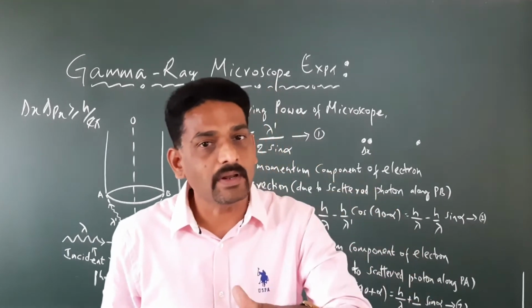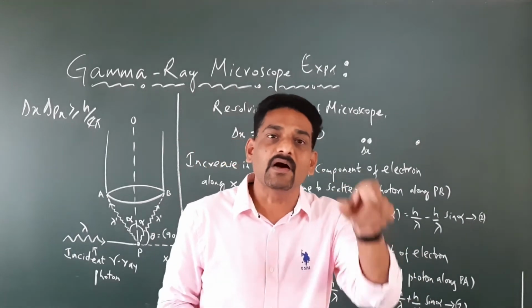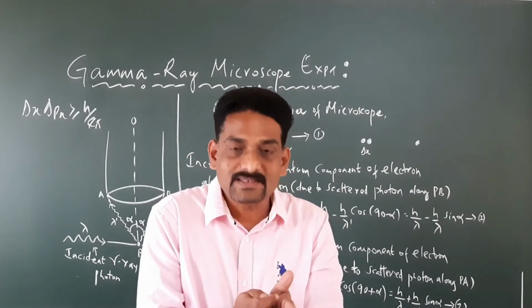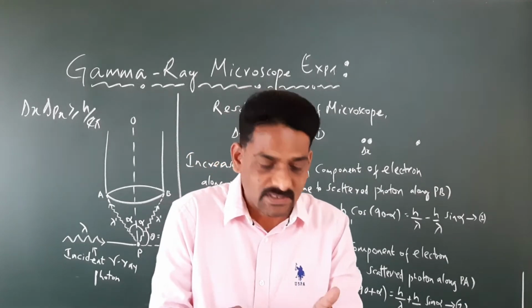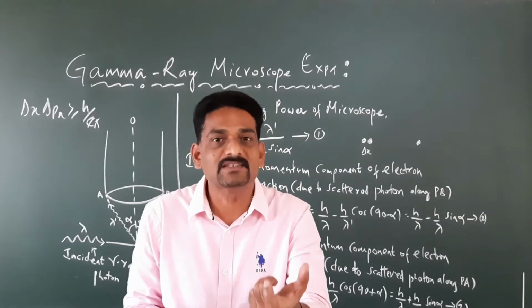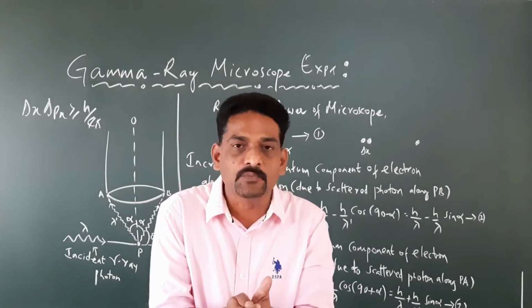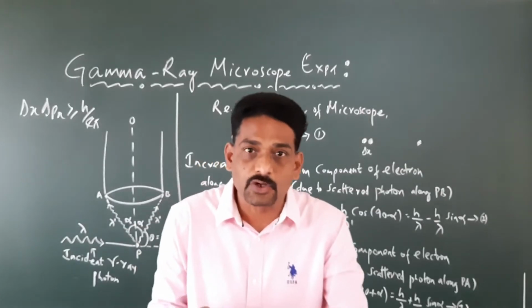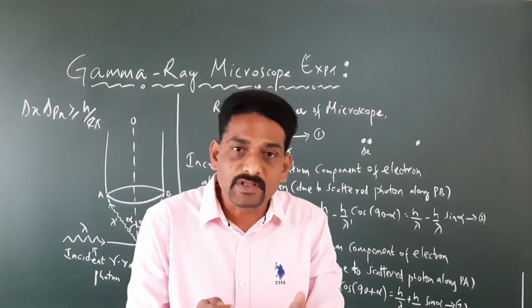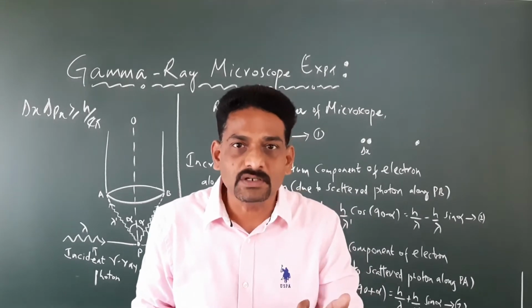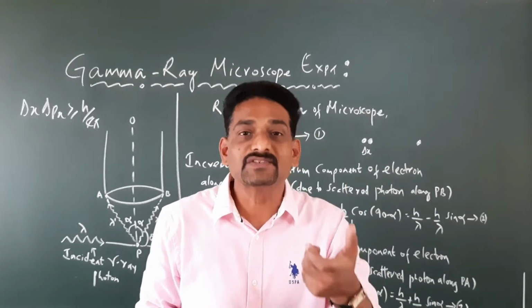So what is the resolving power? Again, it is the ability of the device to see two similar objects as separate. Means till that distance delta x we can see them as separate. After that, if you decrease the delta x value, even through a microscope you will not be able to view the objects as separate. So the microscope has got a limitation, or we can call it a resolving power.